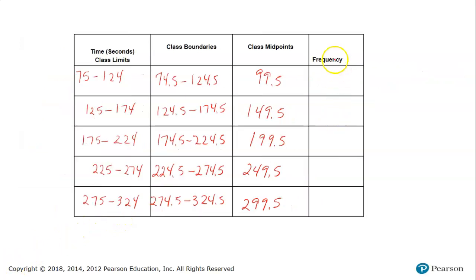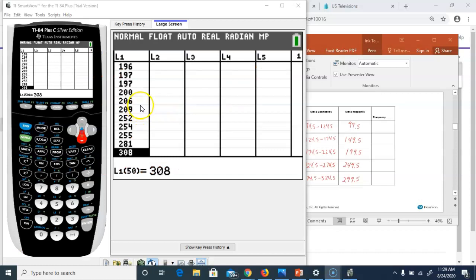Next, we want to determine our frequency. So at this point, we're going to go back to our calculator, and because we have those values sorted, we're literally going to count how many values are between 75 and 124. Okay, so here we are back at the calculator.